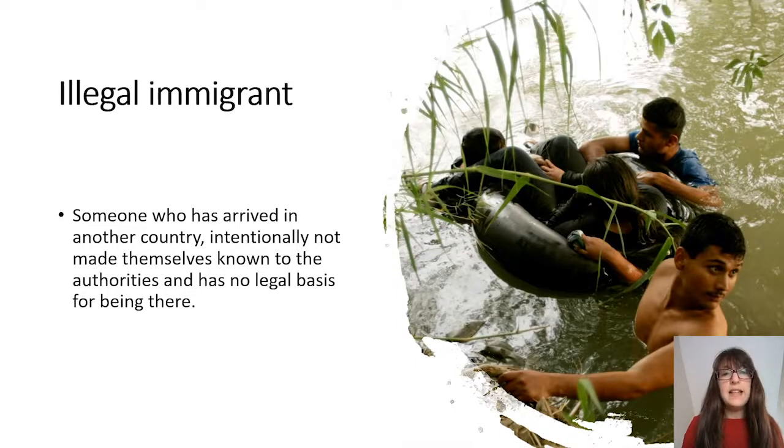So an illegal immigrant is someone who has arrived in another country, intentionally not made themselves known to the authorities, and has no legal basis for being there. So somebody might be illegal and not know that they're illegal because they haven't intentionally kept themselves from the authorities. This is a common case, in fact, in the US, where there are children who are brought over as children from a different country and they don't realise that they're actually illegal immigrants.